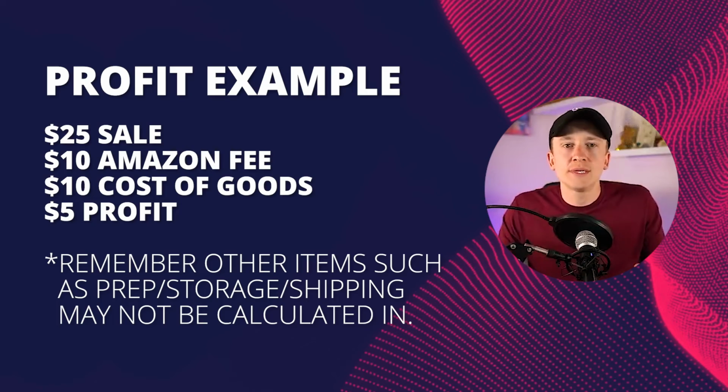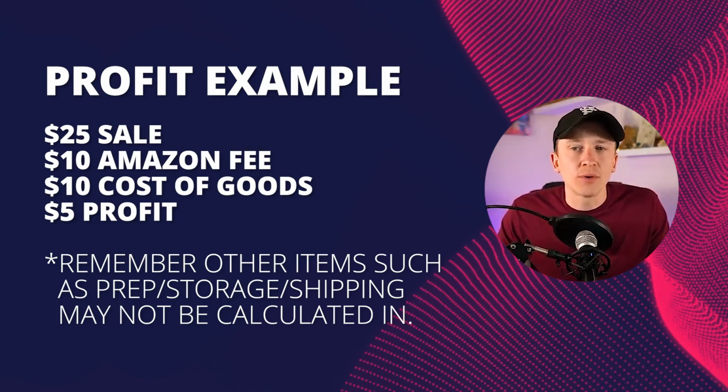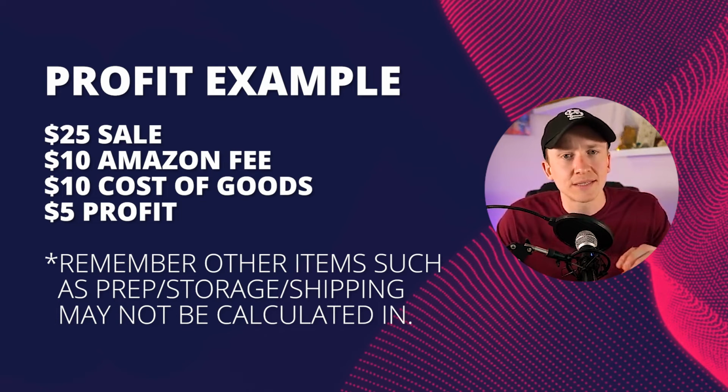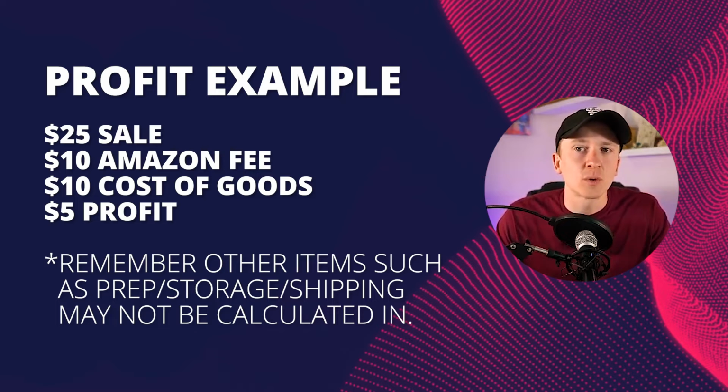Now, here is an example that I'd like to go through, a high level example, because we're going to come back to this with the return on investment. First, $25 sale. Let's say there's a $10 Amazon fee. $10 is your cost of goods or the purchasing of the inventory. That leaves you with $5 of profit at the end whenever you're doing your analysis. Now, again, remember other items such as prep, storage, and shipping may not be calculated in.